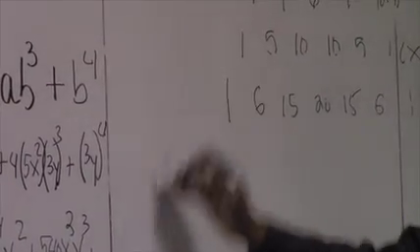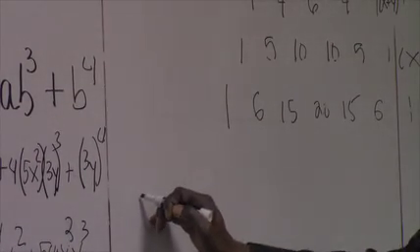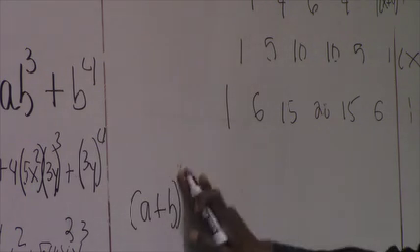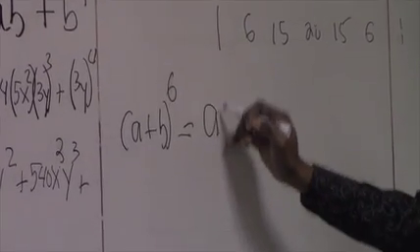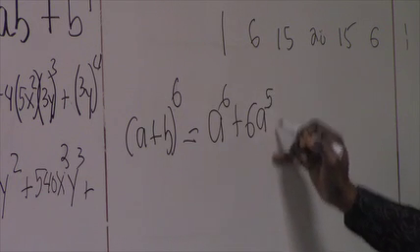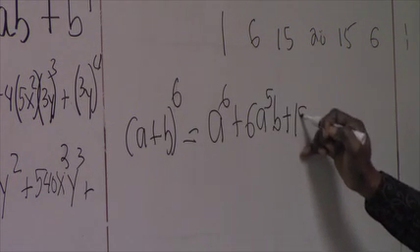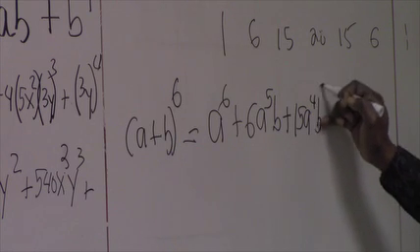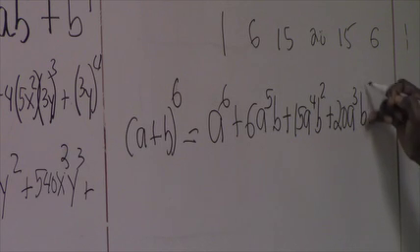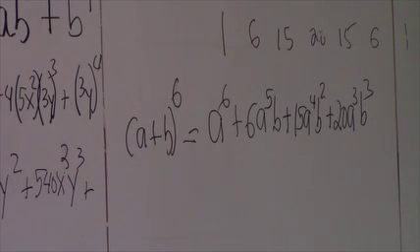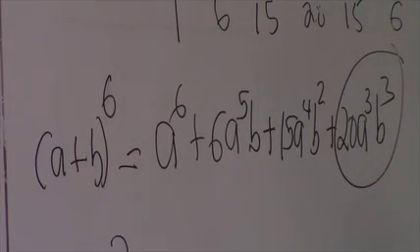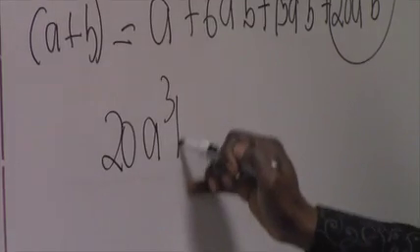So let's see how we write this out. We're going to start with, say if this was a plus b to the 6, let's write up this formula. We're going to have a to the 6th, coefficient of 1, plus 6a to the 5th b plus 15a to the 4th b squared plus 20a to the 3rd b to the 3rd. So that's what we are looking for. 1, 2, 3, 4. That's the middle term right here. So let's go and do 20a cubed b cubed.